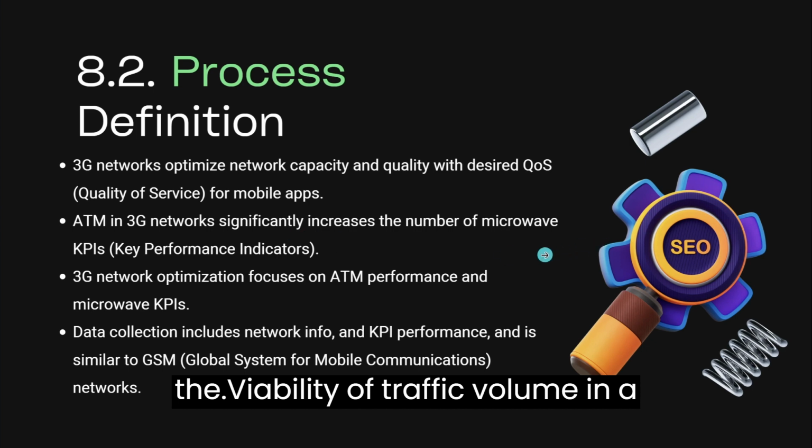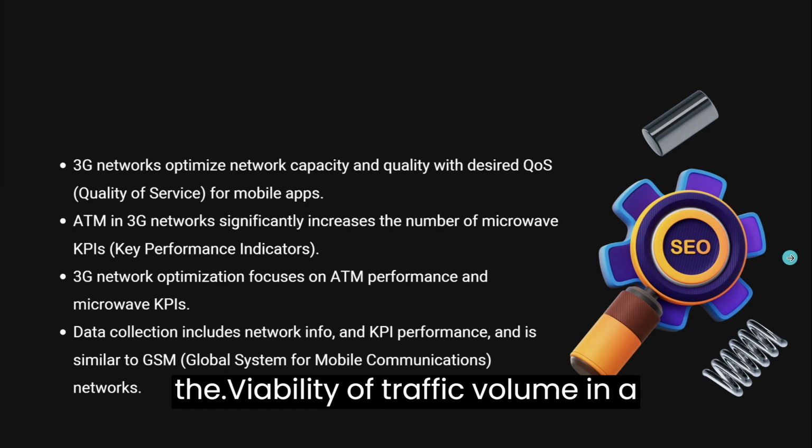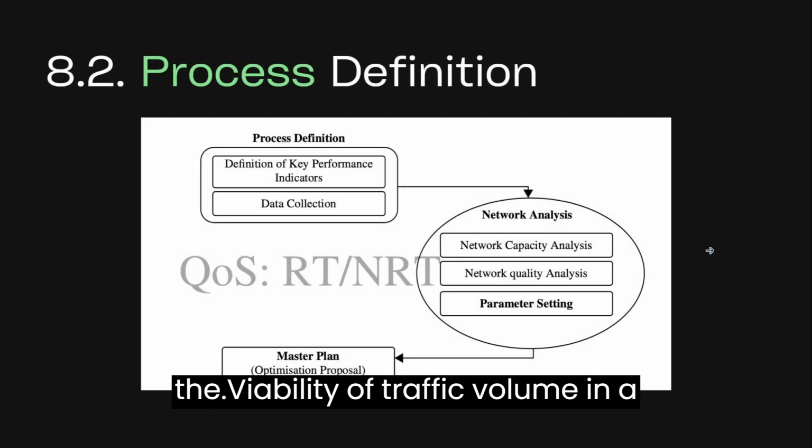The 3G networks optimize network capacity and quality with desired qualities of service for mobile apps and so on. We have these figures which illustrate the process of optimizing a 3G transmission network, which can be broken down into three main stages: the process definition, the network analysis, and the master plan. In process definition, the objectives of the optimization are defined. These include determining the key performance indicators that will be used to measure the performance of the network, as well as identifying the tools and techniques that will be used to carry out the optimization process.